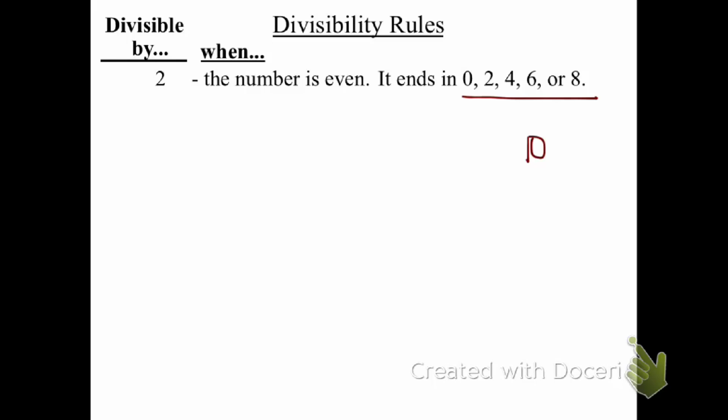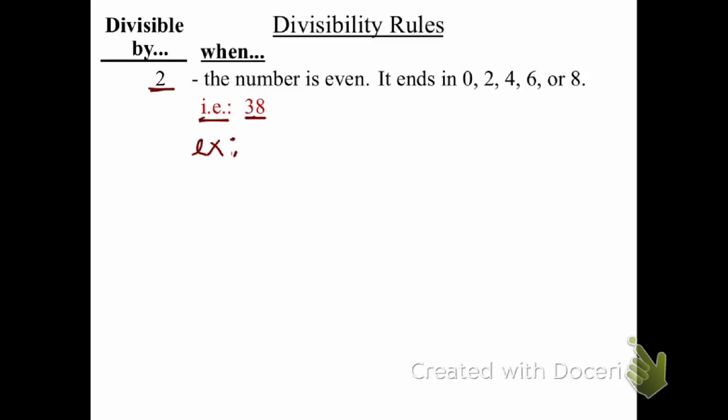Now you might ask, why isn't 10 on here? Why isn't 12 on here? Because it has to end in it. So we're only looking at the very last number. If you notice, 10 and 12 have 0 and 2, which is already on here. So it only goes up to 0, 2, 4, 6, or 8. So, i.e., another way of saying i.e. is example. So some examples of when we can divide by 2.